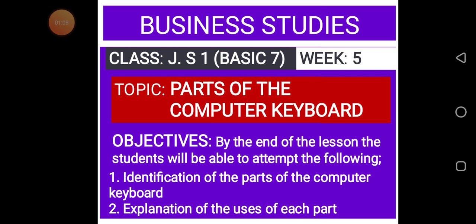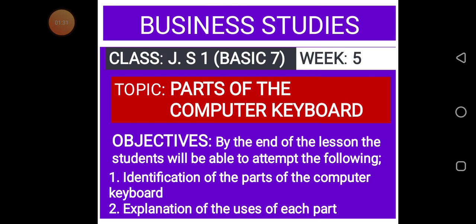Okay. In that class, you're also able to look at the importance of keyboarding. We saw what a typewriter is. Also, look at what computer is. And then we ended that class with the correct sitting position for a keyboardist. Okay, so that was what we did last week.